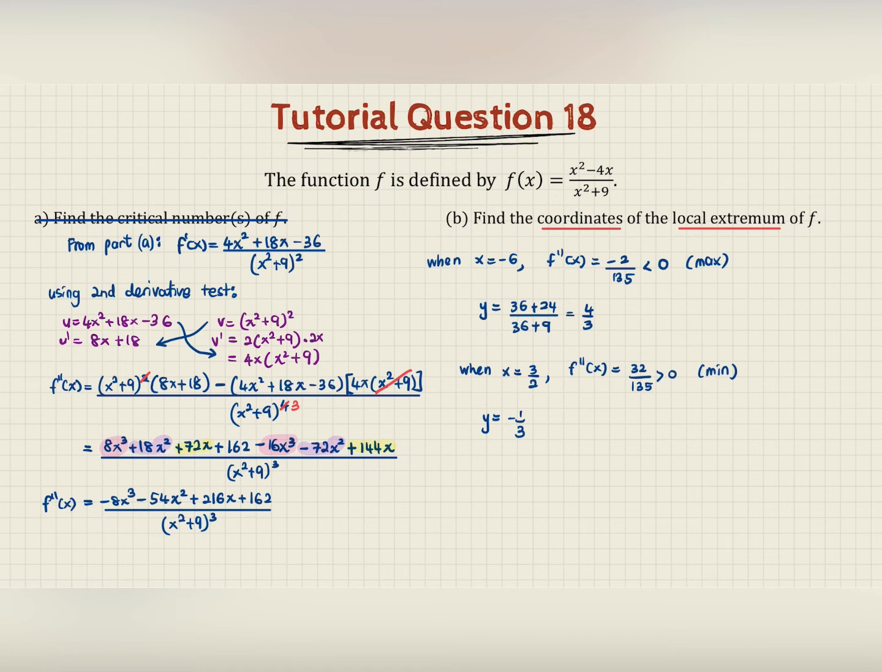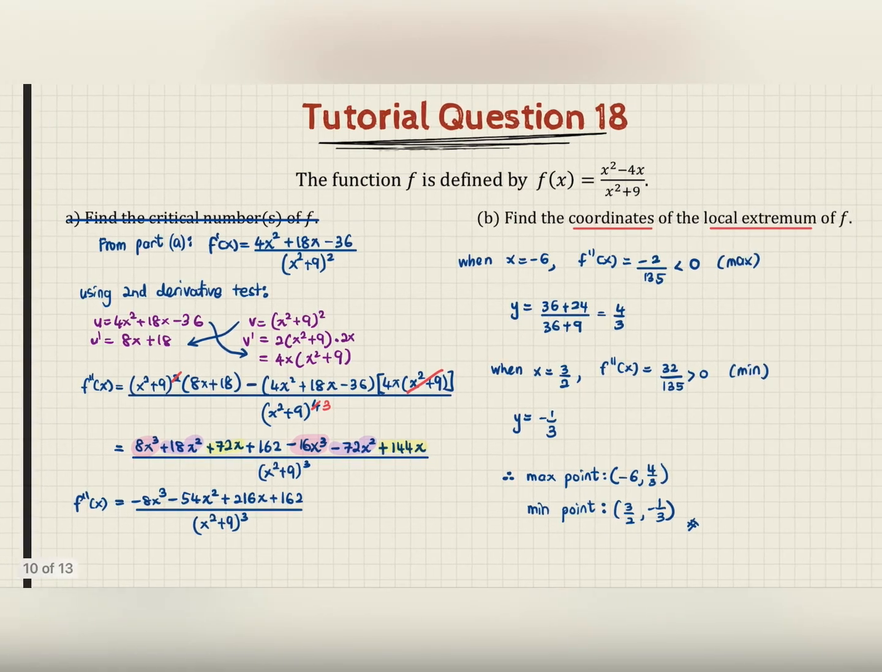Okay, so kena apa kita kata tu, concludekan dah jawapan kita. So maximum point will be, maximum point mana? Negative 6, 4 over 3. Okay, dan minimum point will be 3 over 2, negative 1 over 3. Okay, so this will be our final answer for local extremum, dan dia punya coordinates dia apa. Alright, so this will be question 18.